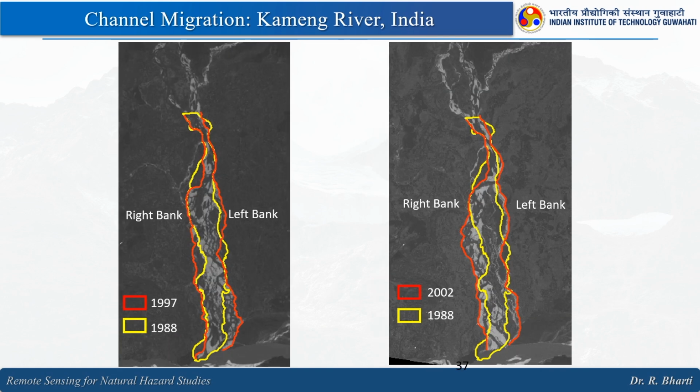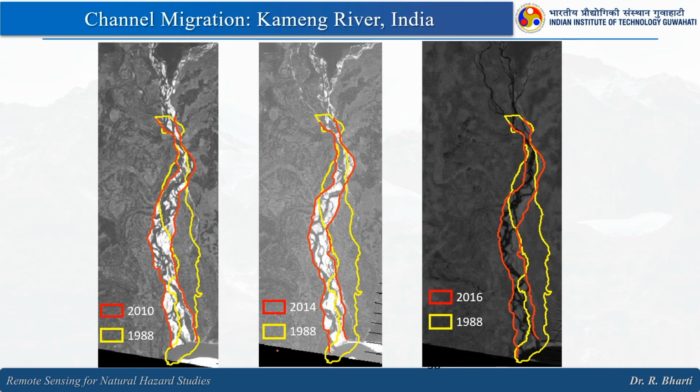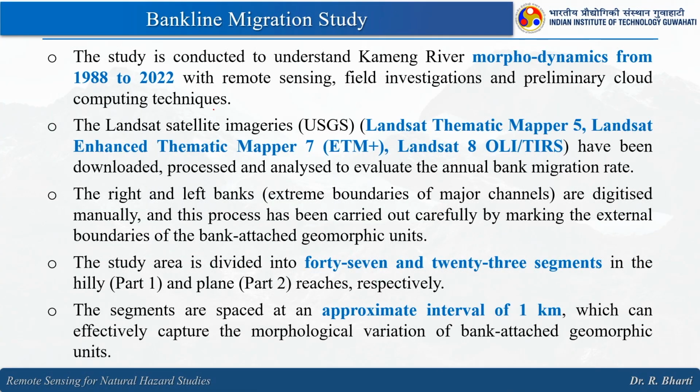Sometimes only one bank is shifting, sometimes both the banks are shifting, sometimes the width is changing. So, that kind of analysis you can perform using this remote sensing data. Now, when you see 1988 and 1997, then 2002, that will help you to analyze what is happening with the river system that you are interested to study, right.